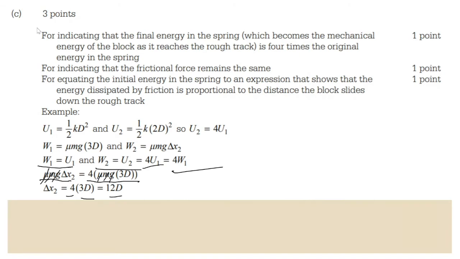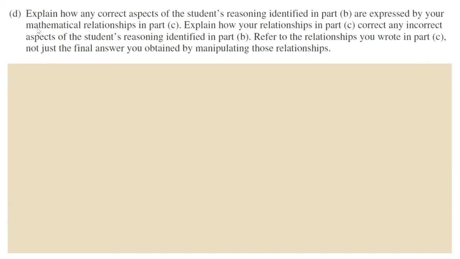Okay, moving on to part D. We see here now the question, and this question is annoying. They don't ask these so much anymore because I think a lot of kids had a tough time answering this the first year of the test, but it says, explain how any correct aspects of the student's reasoning identified in part B are expressed by your mathematical relationships in part C. Explain how your relationships in part C correct any incorrect aspects of the student's reasoning identified in part B. Refer to the relationships you wrote in part C, not just the final answer you obtained by manipulating those relationships.